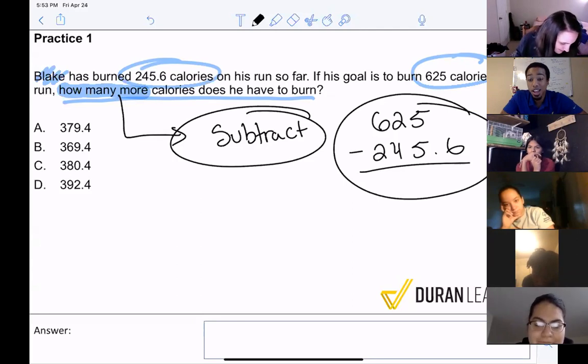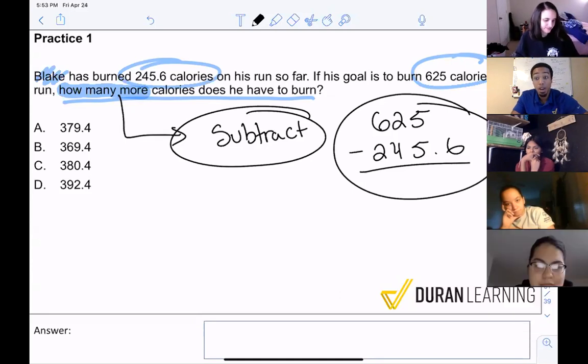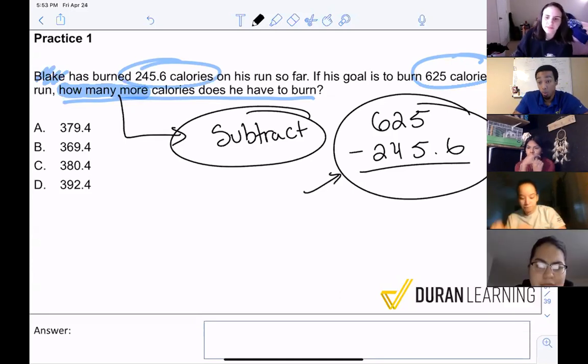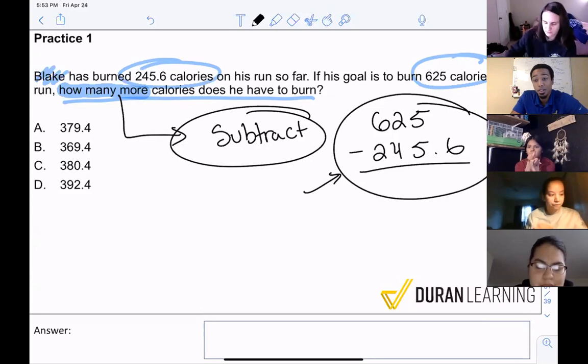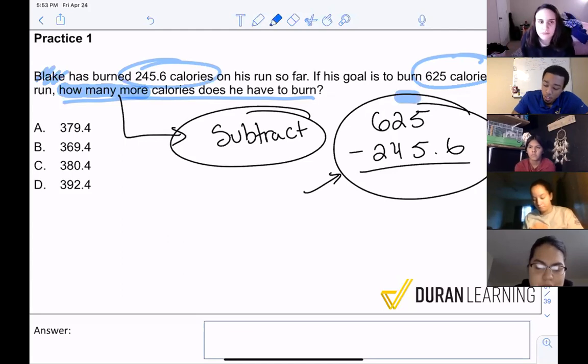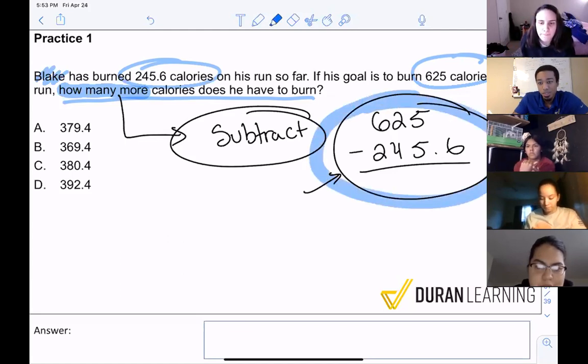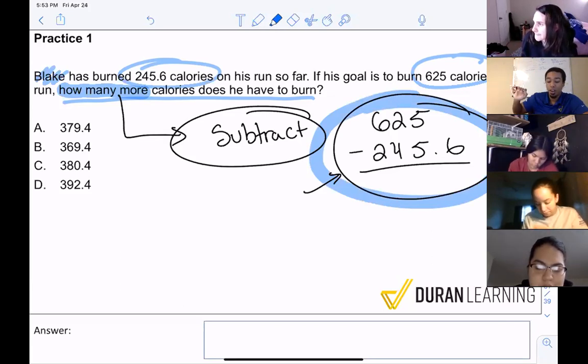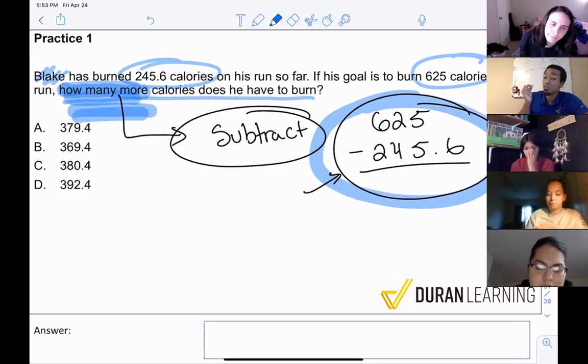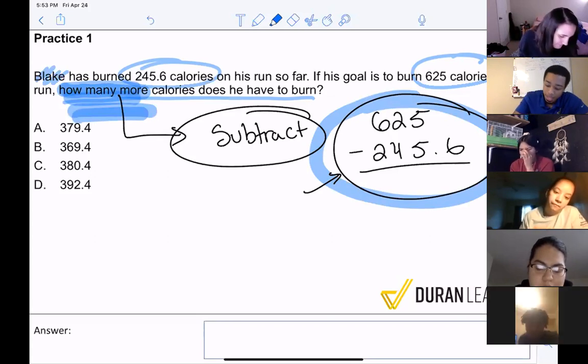Over time, if you extract that information and say, how many more definitely means subtract, it means how many more I need. So I'm going to subtract what I have so far from the total I need to get to. What you're telling yourself is, I know that this means I'm trying to get to 625. I already have 245.6. So my answer will be how many more I need. And so you can feel super confident that no matter what number you get, that's the right answer.